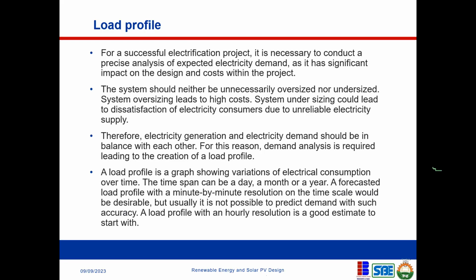Therefore, electricity generation and electricity demand should be in balance. That's what we usually call demand supply optimization. In the electricity market, you have to try and balance demand with supply. If you don't do that, you have inefficiency in the system, and somebody has to pay for that inefficiency. And in most cases, the customers are the ones who are going to pay for the inefficiency.